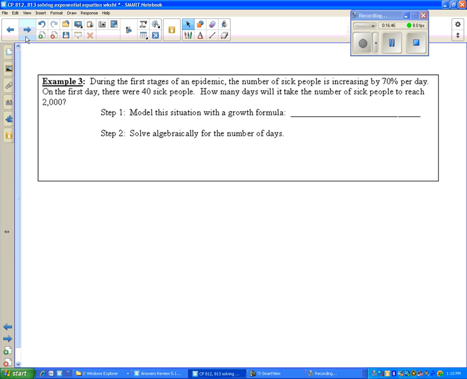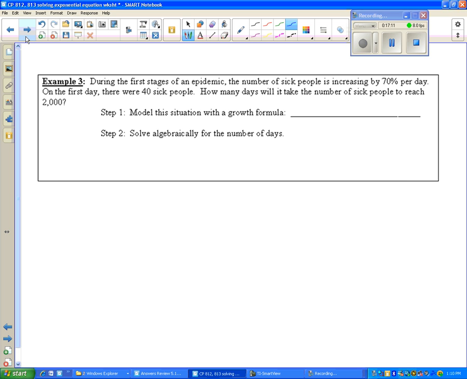That's been 16 minutes. We've got one more example. Example 3. During the first stages of an epidemic, the number of sick people is increased by 70% per day. On the first day, there were 40 sick people. How many days will it take the number of sick people to reach 2,000? Model this situation with a growth formula.